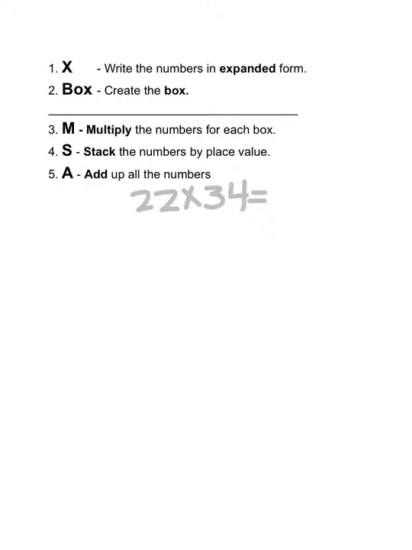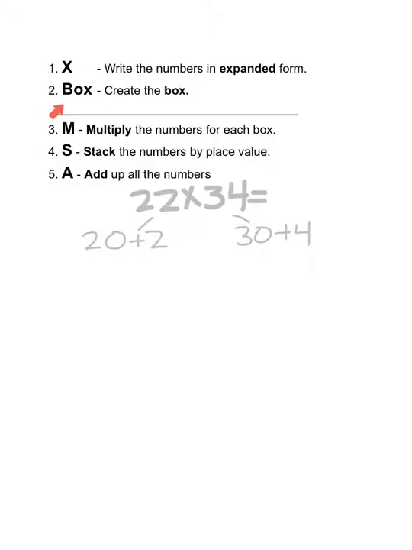So the first step here is write the numbers in expanded form. So let's start off with the 22. 22 in expanded form is 20 plus 2, because we have 2 10s and 2 1s. 34 in expanded form is 30 plus 4. That's all for step 1.